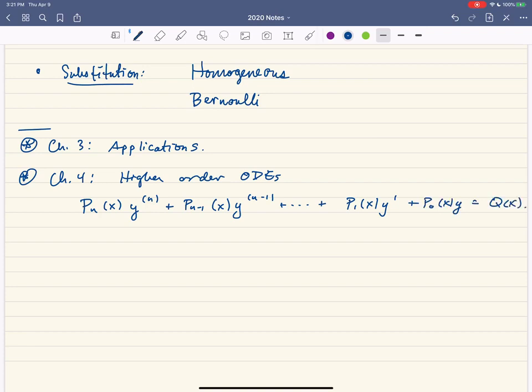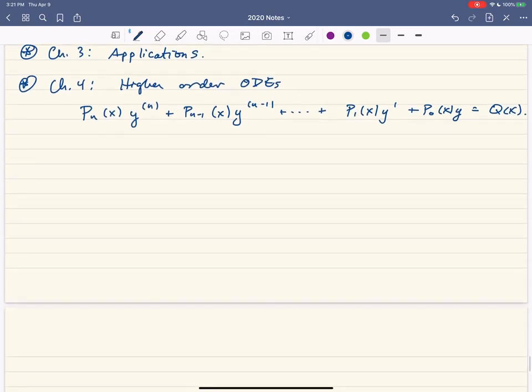So there's no y's on the right side, just a function of x. And we studied these in particular cases. These are substantially harder than the first order differential equations that we talked about. But we studied these in a few cases. If q is 0, then that implies that this differential equation is homogeneous.